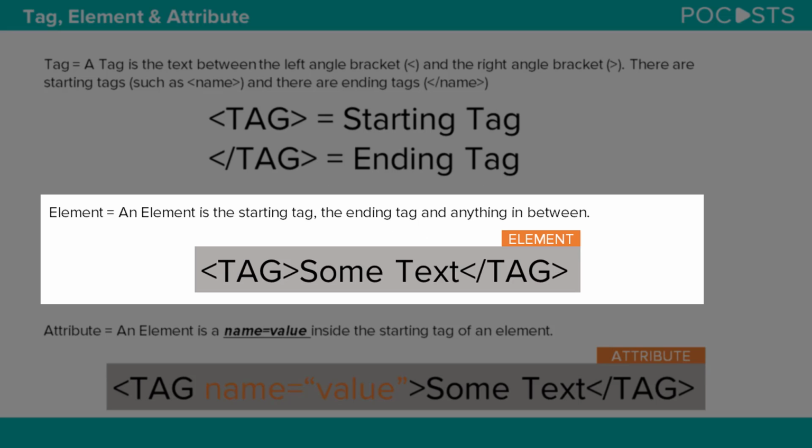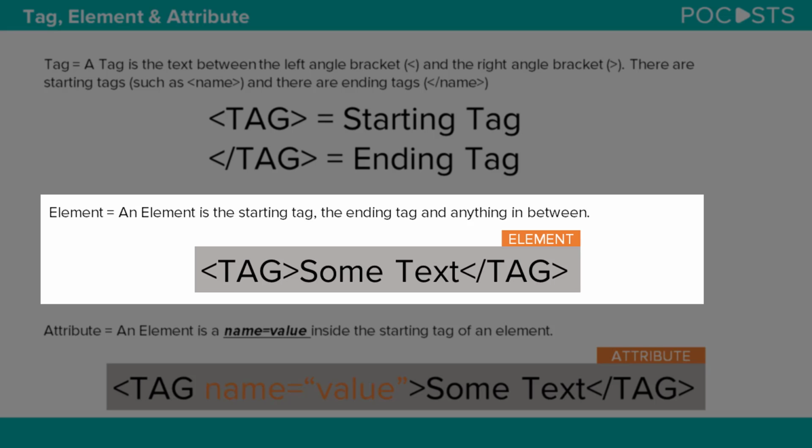Next, we talk about what an element is. An element is a starting tag, an ending tag, and anything in between. So when you say name is an element, you're actually referring to name as a starting tag, some text, and name as an ending tag. So next time when I'm referring to an element, I'm referring to the starting tag, text, and ending tag.